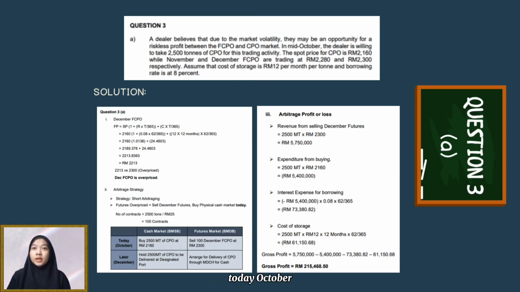Today, October, on the cash market, buy 2,500 metric tons of CPO at 2,160 ringgit. On the futures market, sell 100 December FCPO at 2,300, and later in December, we hold 2,500 metric tons of CPO to be delivered at the designated port. For the futures market, we arrange for delivery of CPO through MTCH for cash.